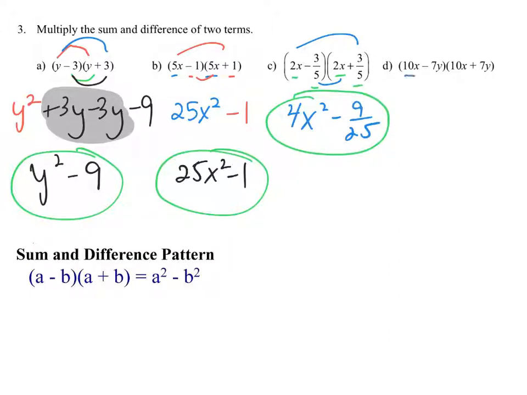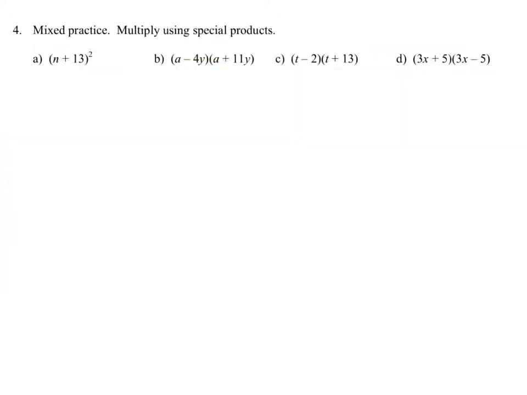When we multiply 10x times 10x, that is 100x squared. And negative 7y times positive 7y is negative 49y squared. The outer and the inner will cancel out because it follows the sum and difference pattern. Our final answer is 100x squared minus 49y squared.